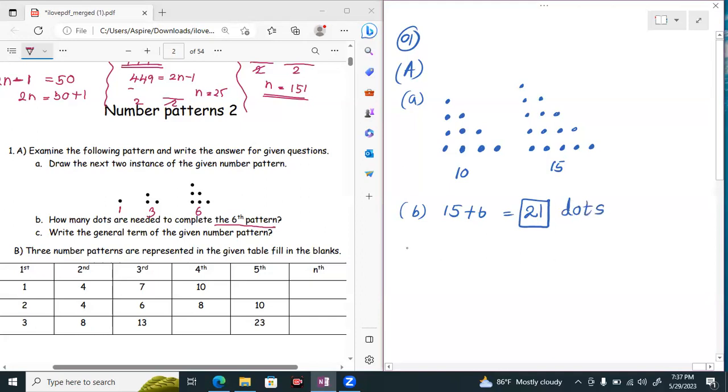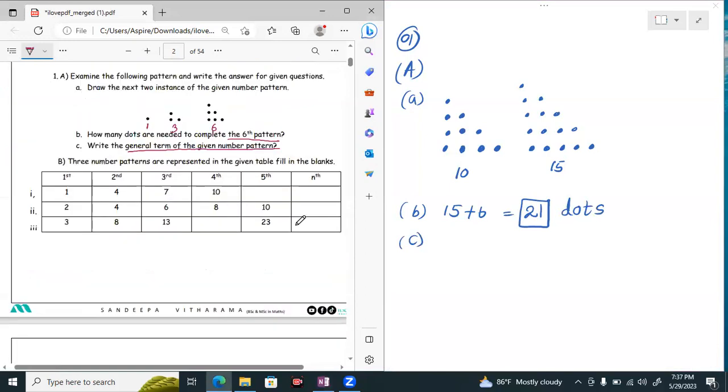C. Write the general term of the given number pattern. What is the general term of the given number pattern? Now we know it is n times n plus 1 divided by 2. n times n plus 1 over 2.